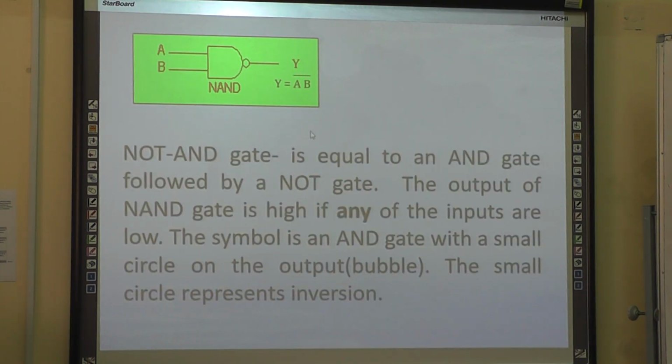Another gate is what we call the NAND gate, or the NOT AND gate. It is equal to an AND gate followed by a NOT gate. The output of the NAND gate is high if any of the inputs are low. The symbol is an AND gate with a small circle on the output bubble. The small circle represents inversion.